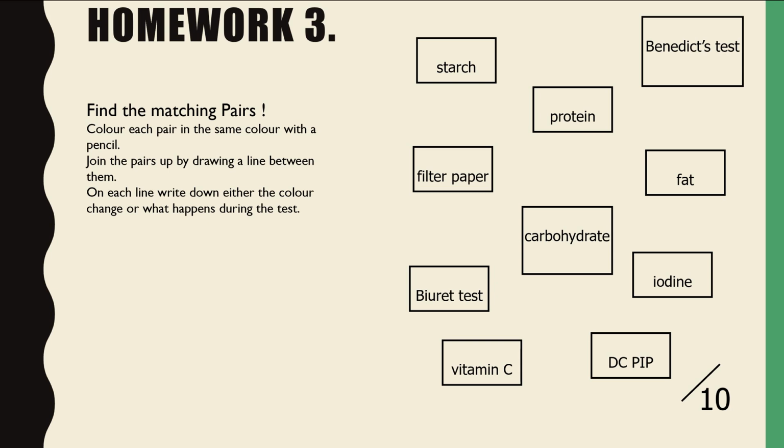You then need to join the pairs up by drawing a line between them. So the ones that you've coloured in the same colour, you need to join with a line. So that's for the first 5 marks. The bit that everyone forgets to do, which is for the second 5 marks, is the bit at the bottom. On each line, write down either the colour change or what happens during the test. So from what you've just seen in the videos, what colour change is happening or what is the positive result that we are looking for.